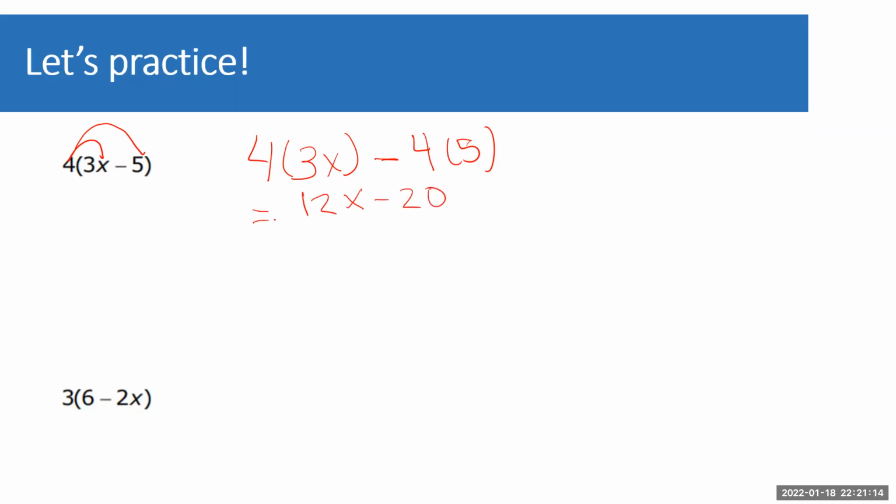Okay. The next one, this 3 is going to distribute. So 3 times 6 minus 3 times 2x is going to give us 18 minus 6x. If you need to pause, that's good. Make sure that you can replicate these. You'll see these also.